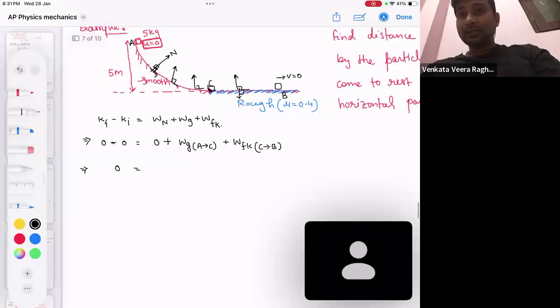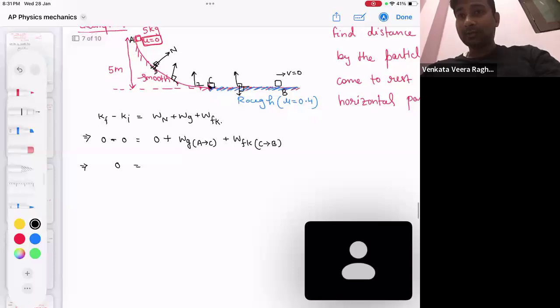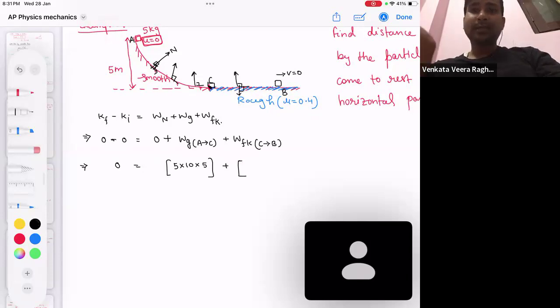What is the work done by gravity? Body is coming down, so plus. How much plus? Mass is m, g, and h. H is 5, plus. Understood? Work done by gravity, how much it will come? It will come plus.